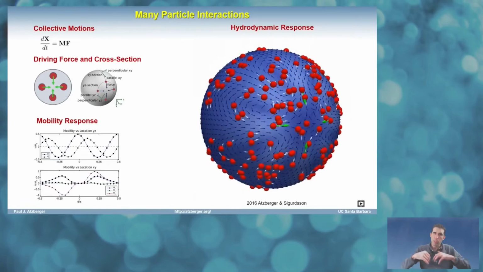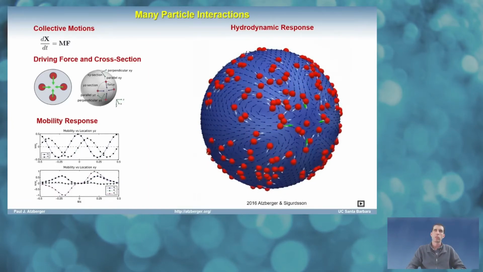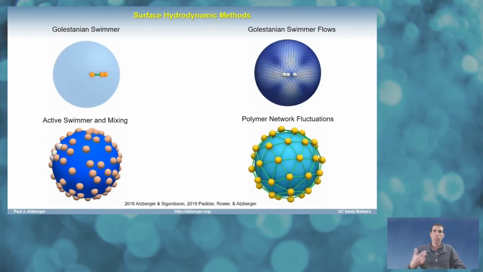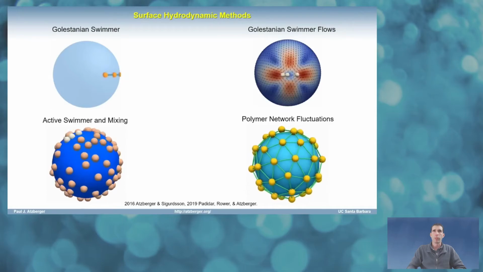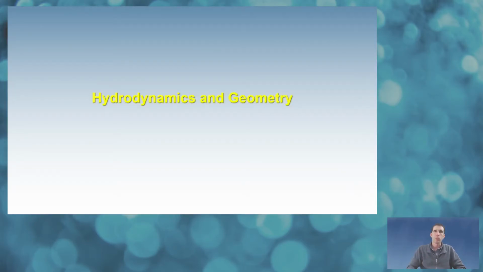Because of that incompressibility, as proteins come together, they squeeze fluid out, and you can end up with very interesting collective diffusion effects as a consequence of that. But we've done a number of studies using this approach with active inclusions. I'm just showing a few here. Let me just make a few remarks about the interplay between the hydrodynamics and the geometry.